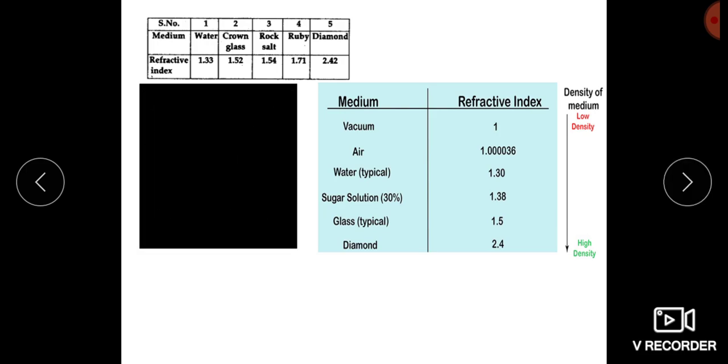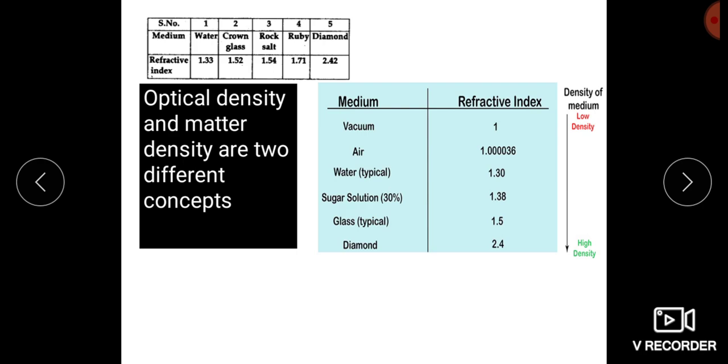Next thing, optical density and matter density are two different concepts. What does optical density mean? Now we have seen this, it is just the change in the speed. Whereas matter density means mass per unit volume. So these two are quite different, though they have the same term density, these two are not the same.